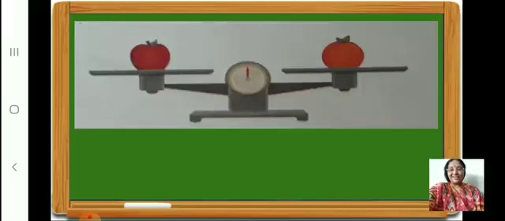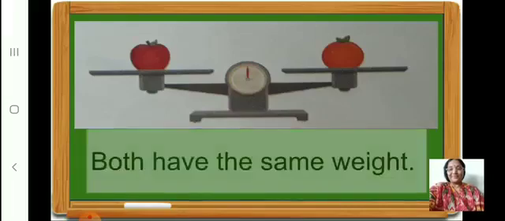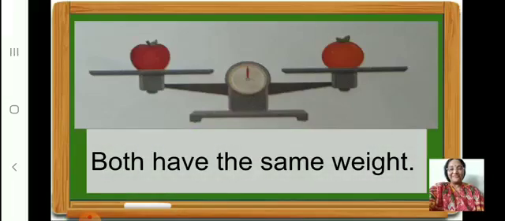Now look at this picture, children. Here you can see on the left hand side you have an apple, and on the right hand side an orange. What do you see here? We can see that both the fruits weigh the same. Both have the same weight.